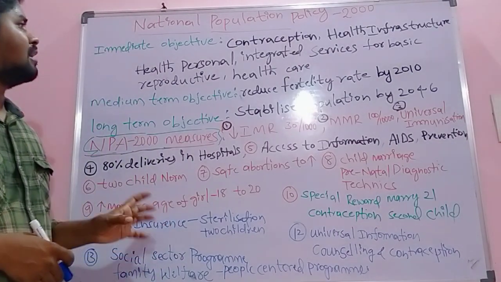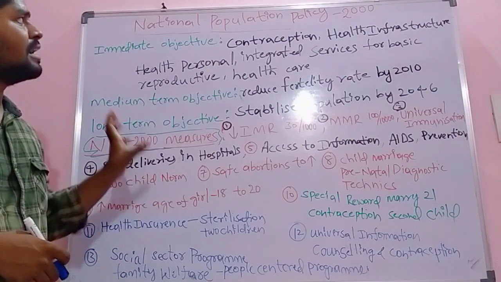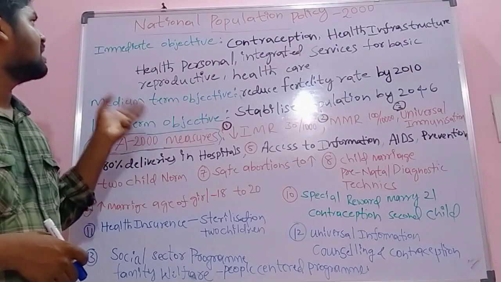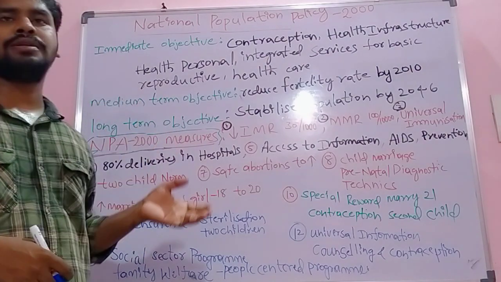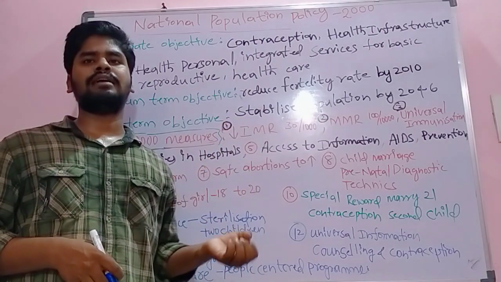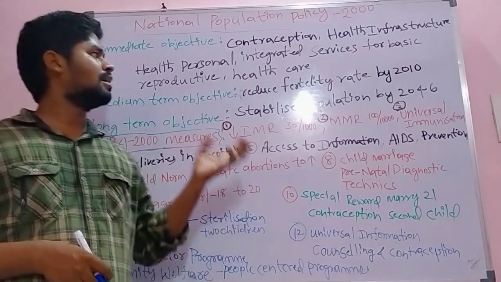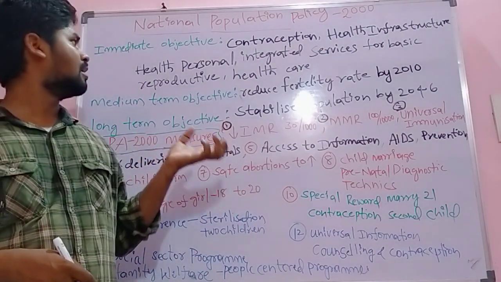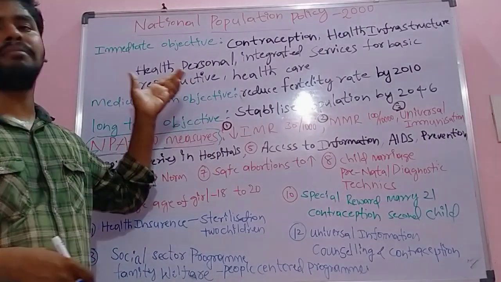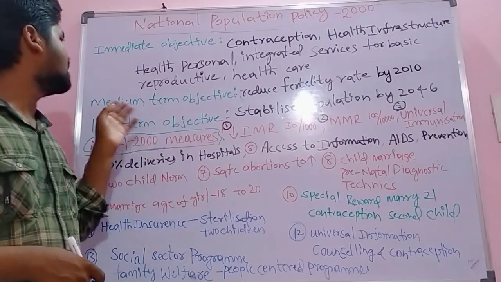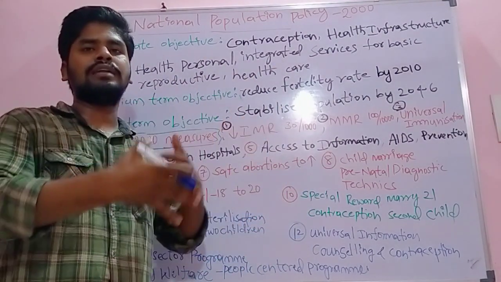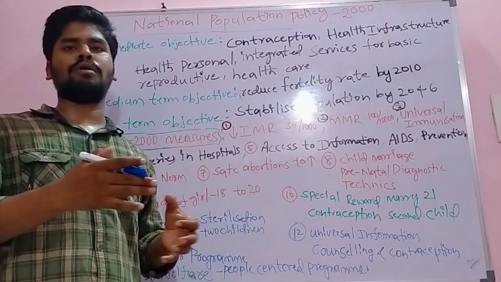So far, this is the National Population Policy 2000, which explains major objectives: contraception, health infrastructure, medical health care, and reproductive health care. Those are the immediate measures. And coming to the medium term, reduce the fertility rate. If they reduce the fertility rate, there will be a chance of slow growth of population.